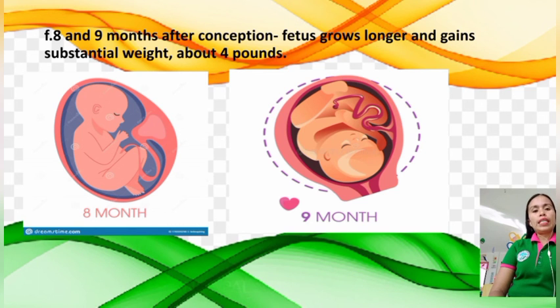Then lastly, the 8 and 9 months after conception, fetus grows longer and gains substantial weight, about 4 to 8 pounds. So, aning 8 months, as we see in a photo, the fetus has little room for large movement. So, gamay na lang ang iyang room para maglihok-lihok sa tiyan sa iyang mama. A layer of fat will be added that will assist with temperature regulation. The lungs, however, are still very immature. If born at this time, will likely require help breathing.